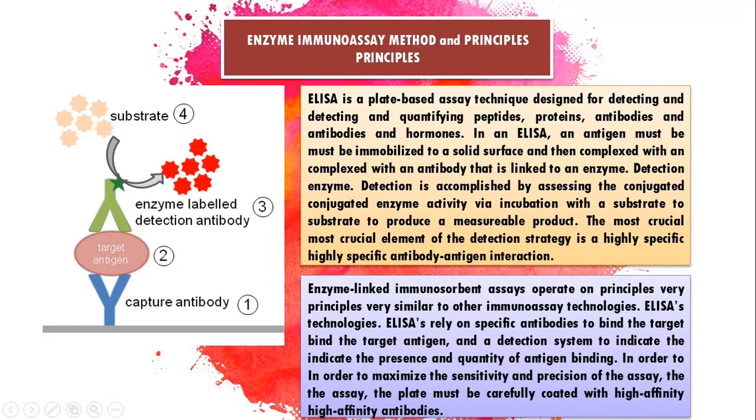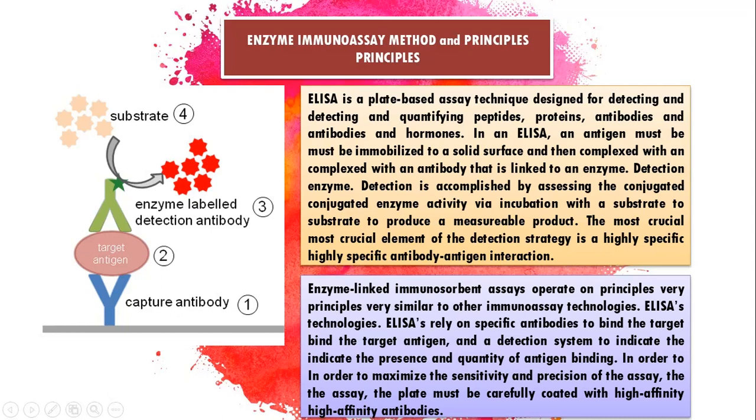Enzyme immunoassay method and principles. ELISA is a plate-based assay technique designed for detecting and quantifying peptides, proteins, antibodies, and hormones. In an ELISA, an antigen must be immobilized to a solid surface and then complexed with an antibody that is linked to an enzyme. Detection is accomplished by assessing the conjugated enzyme activity via incubation with a substrate to produce a measurable product. The most crucial element of the detection strategy is a highly specific antibody-antigen interaction.